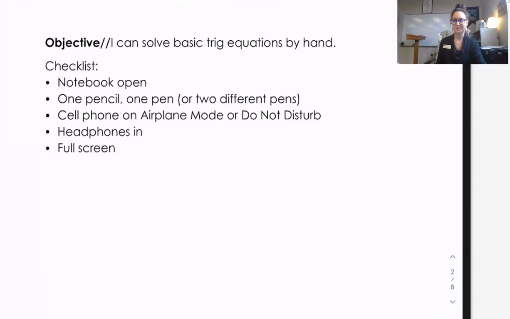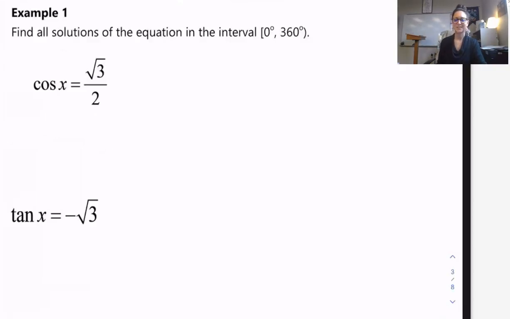I'm going to force a pause on the screen. You know what to do from here. I'm going to force another pause on your screen. Can you please copy example 1 and then we'll do it together.